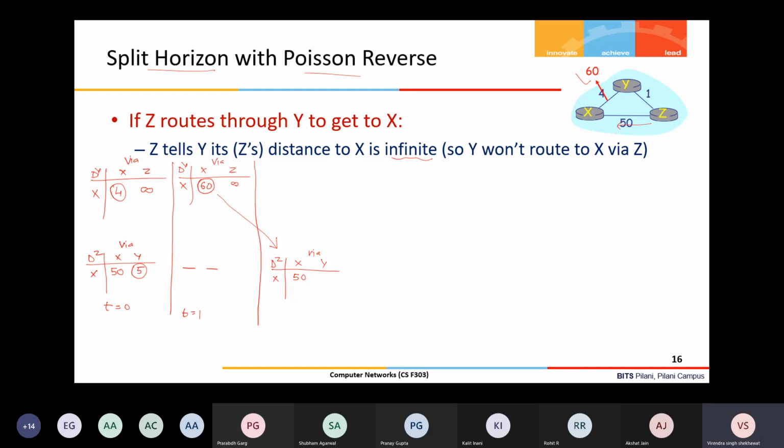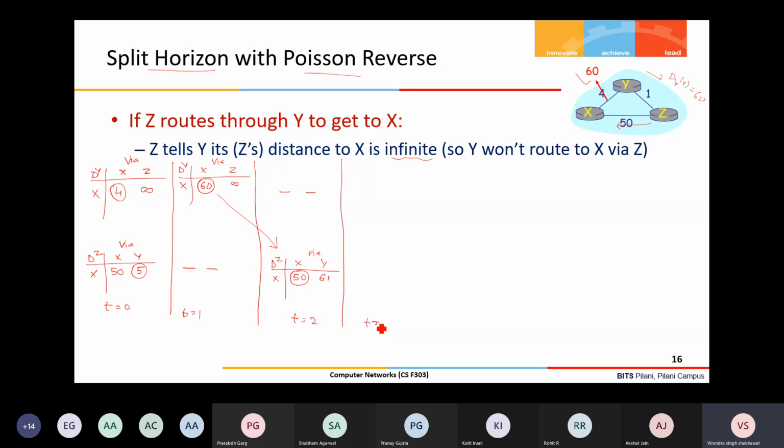Direct cost is 50, and now y is telling, okay, my cost to x is 60. Then z is saying that if y's distance to x is 60, and my cost to y is 1, then if I want to go to x via y, my cost will be 61. But my least cost to x has now changed from 5 to 50, right? So this happened at time t2.